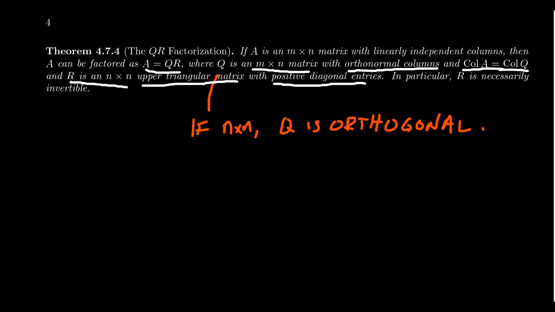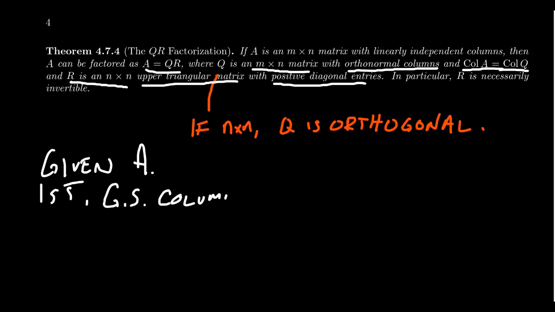And so I want to give you a quick explanation of how one constructs this. The proof is essentially the algorithm by which one finds the QR factorization. So you'll be given the matrix A. You start off with that. The first thing you're going to do is apply Gram-Schmidt to the columns of A. And then you're going to get this basis.